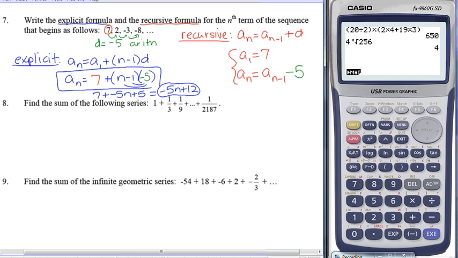Now, if this were on an SOL type of question, they would throw on this n is greater than or equal to 2. It doesn't matter to me if you put that there or not, but don't get confused if you see it on a multiple choice.